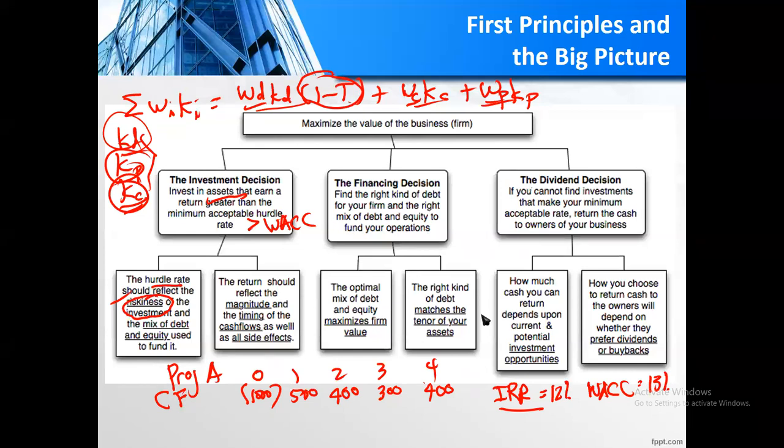That's correct. The internal rate of return of the project should be higher than the weighted average cost of capital. In this case, the IRR is 12%, the WACC is 13%, so we're going to reject this project. We have to reject this project because it will not maximize the firm's value. But we haven't answered yet, guys, the magnitude and timing of the cash flow. We haven't considered that. And that's taken care of by the other measure, which is the NPV.